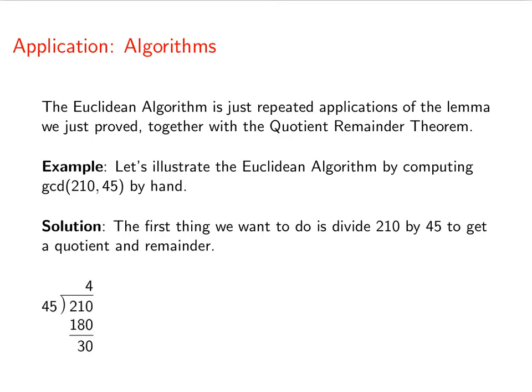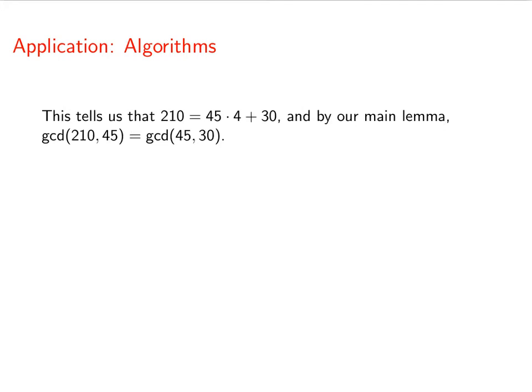All right, so if we do the long division and do 45 divided into 210, I'm not going to go through the gory details. We get 4 as an answer and a remainder of 30. So 4 is the quotient and 30 is the remainder. Now what that tells us is that 210 is equal to 45 times 4 plus a remainder of 30. And our main lemma now tells us that the GCD of 210 and 45 is equal to the GCD of 45 and 30.